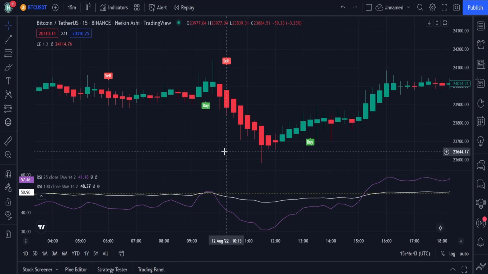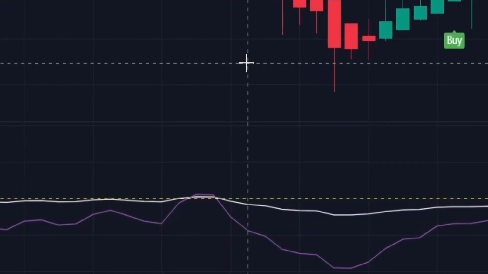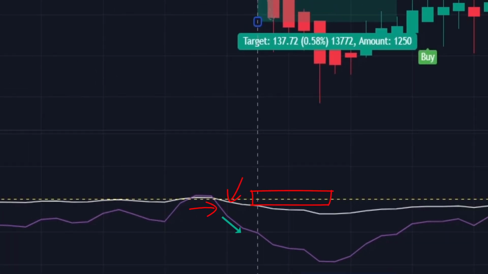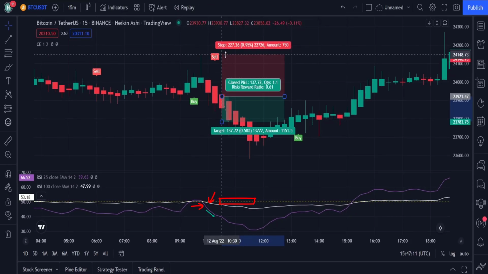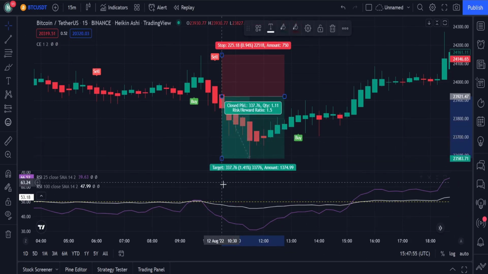Now let's take a look at the rules for a short position. For the short position, the rules are going to be the exact opposite. You're going to wait for the sell signal like right here to make sure that 25-period RSI has crossed the 100-period RSI and moved down like right here, and the RSI should be below the yellow dotted line. So here we can perform a short trade, so we would get in the trade, and I like to keep the stop loss at the recent swing high for a short trade. If you do a 1 to 1.5 risk to reward ratio, we would hit profit right there.